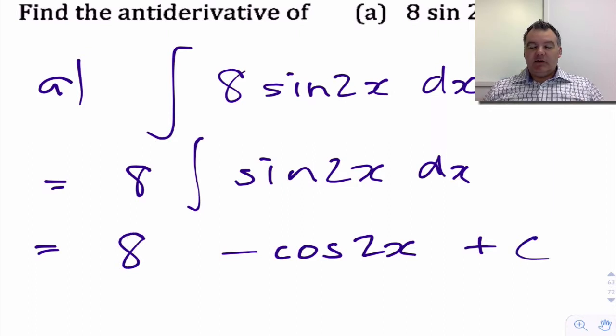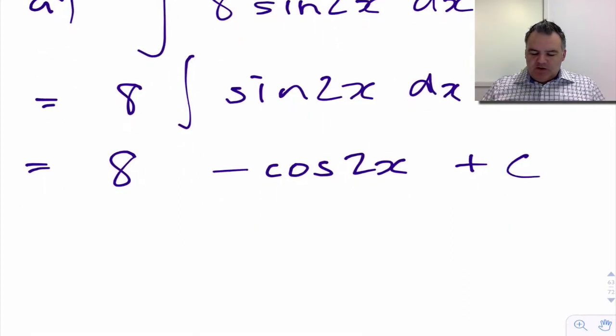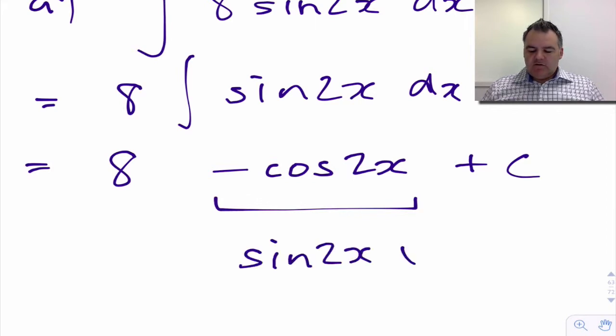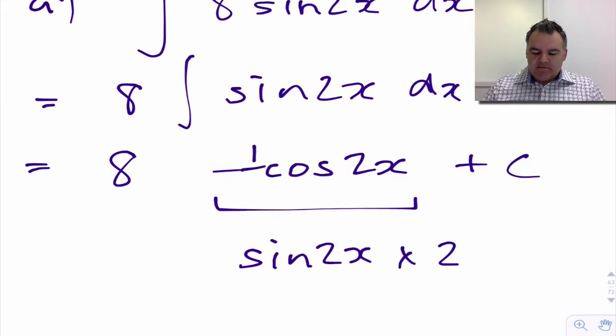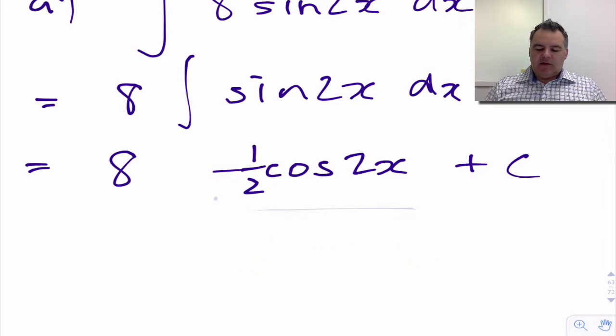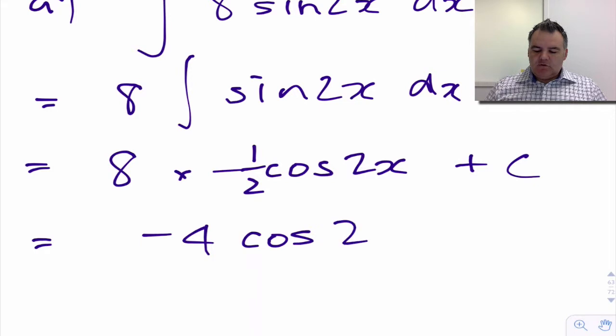What would happen if we now differentiate that answer? We're not going to get the right answer, are we? Because when we differentiate this, the answer is going to be sine 2x times by 2, right? Therefore, we have to think of the reverse chain rule here, just like we did for polynomial functions. So in order for this answer to be right, I'm going to have to add in a half at the front. So now this answer is going to be correct. Let's check it out. We've got 8 times negative a half, so negative 4 cos 2x, that's my final answer.